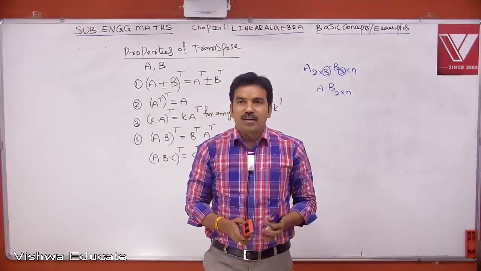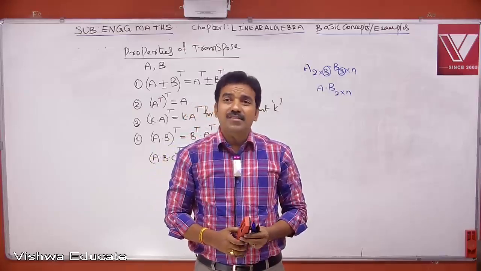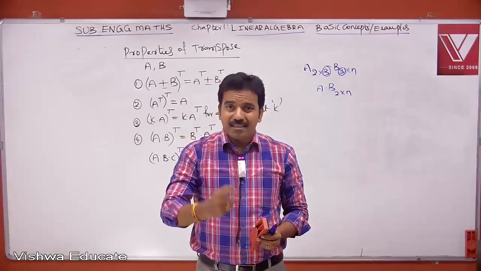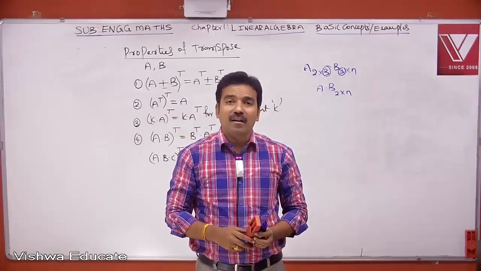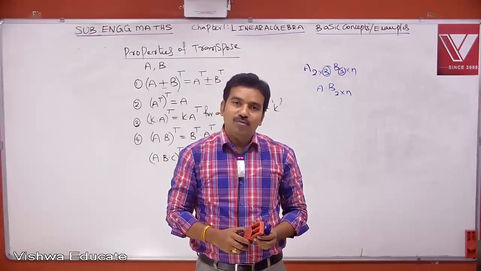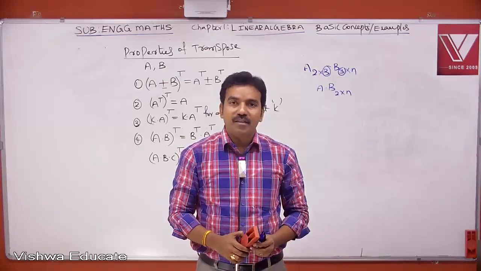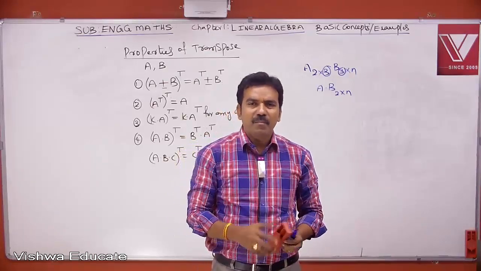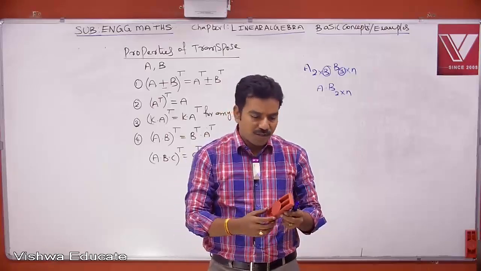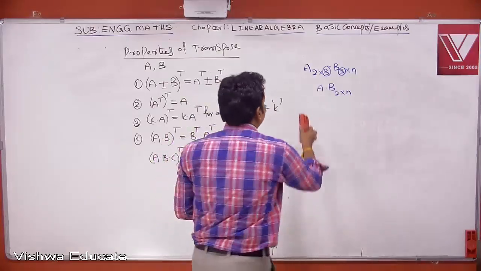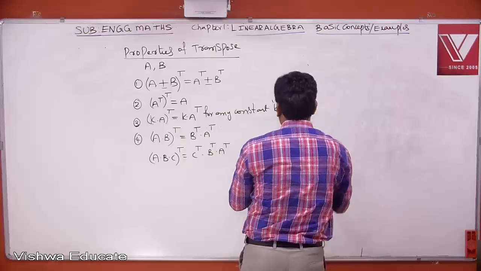Now, based on these properties, let us conclude one point. That's a relation which connects a square matrix A, in terms of its symmetric part and in terms of its skew symmetric part, right? Based on these 4 properties, a very, very important point.